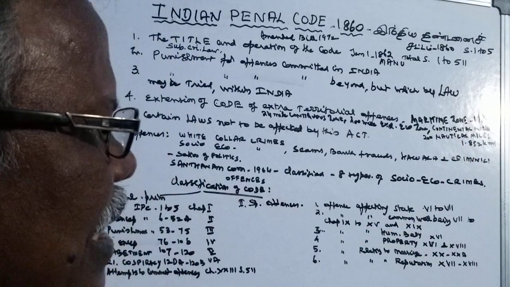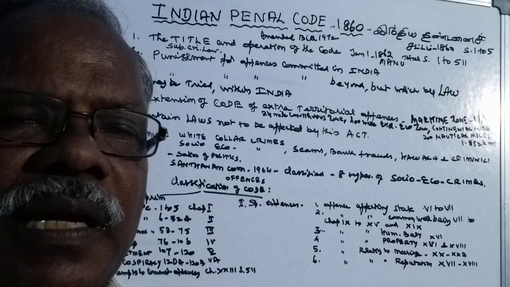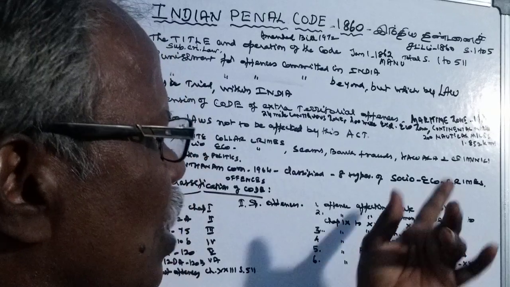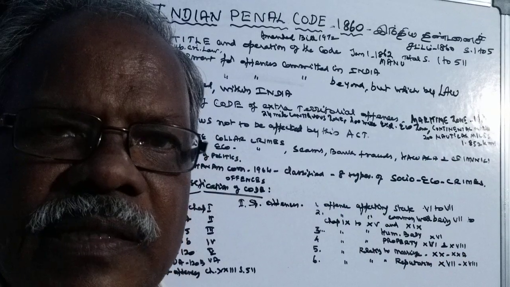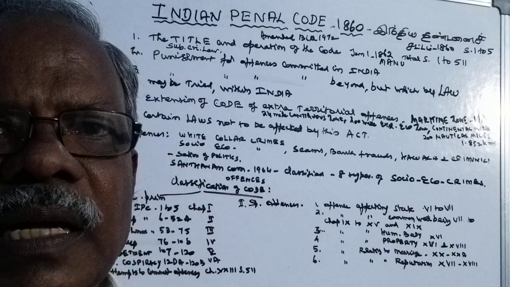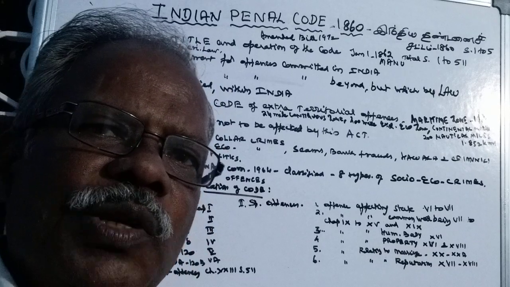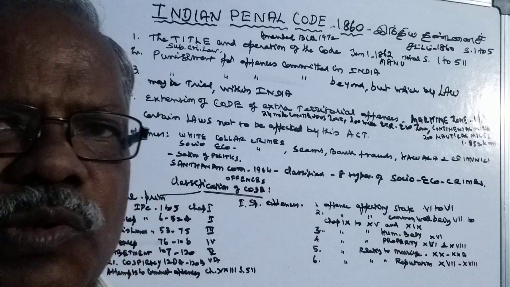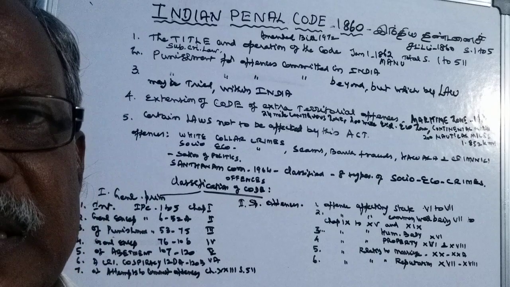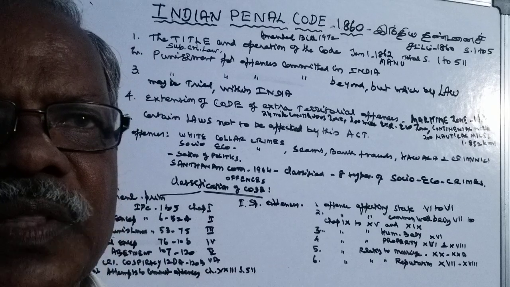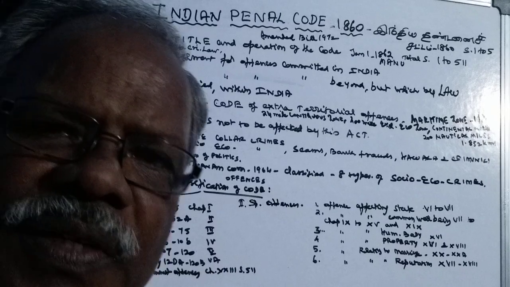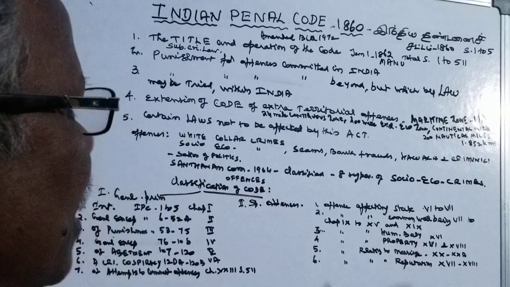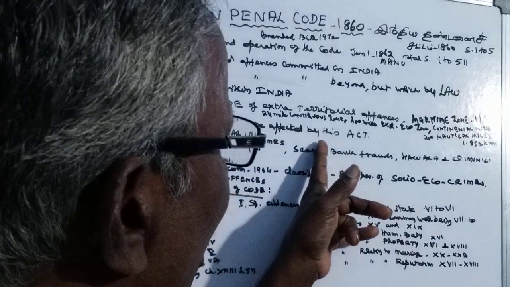So 200 into 1.8 means it will be around 360 kilometers from the margin of the sea. About 200 nautical miles is allowed. The area within this is termed the zone. For example, if it is India, it is the Indian Maritime Zone, and beyond that the fishing right is not allowed. If a foreign country fishes within this zone, it is punishable. And certain laws are not to be affected by this Act.